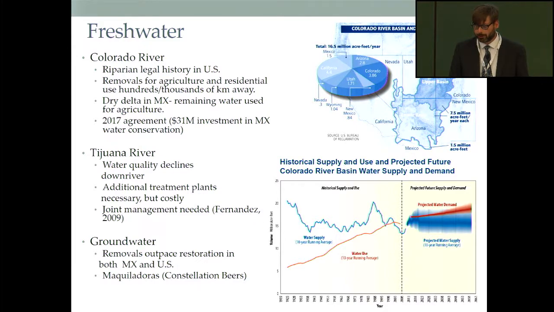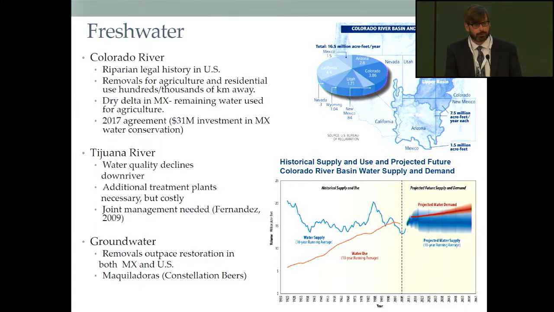It's very disturbing. There was a 2017 agreement. I want to highlight some of the positives, building off of past agreements that would invest in water conservation in Mexico, I'll point out, which is interesting, focused on conservation in Mexico because that was seen to be the low-hanging fruit. But $31 million is really a pretty small potatoes in the context of such a large problem.